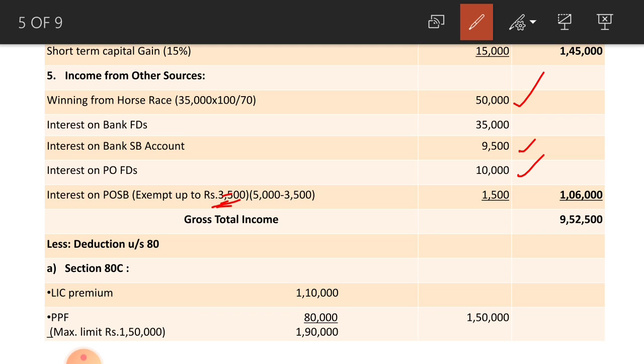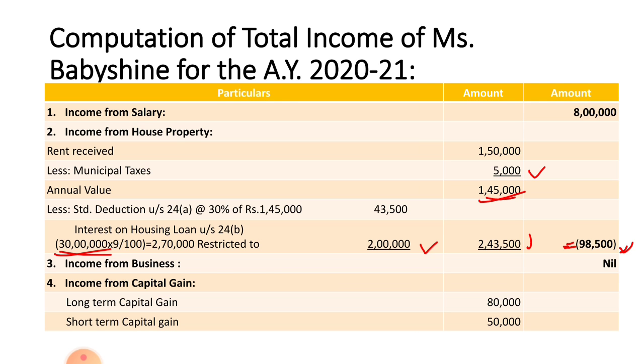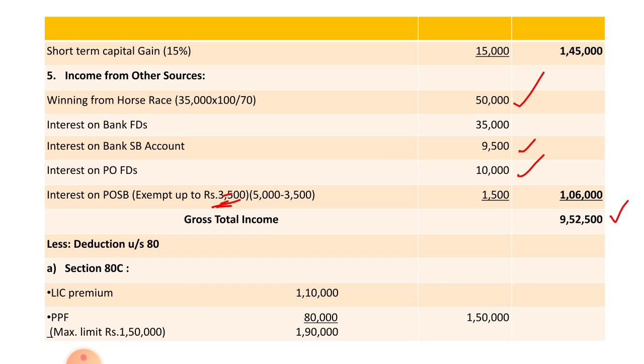When you add all income, that is the income from various heads, you get gross total income as 1,52,500. From all income you have to deduct this loss from house property, you get gross total income as 9,52,500. From this you have to deduct general deduction under section 80.